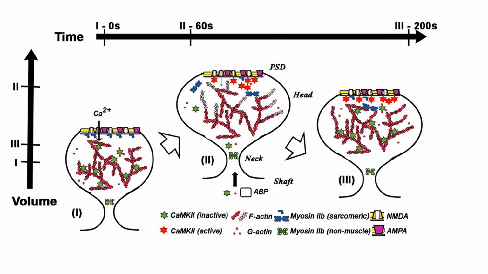In expansion, the increased G-actin pool stimulates polymerization. In compaction, network disassembly unblocks myosin activity before incoming CAMK2 reforms the network.